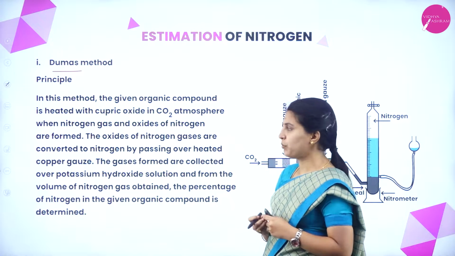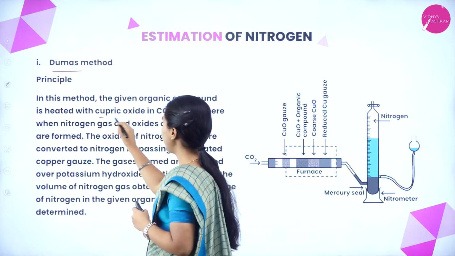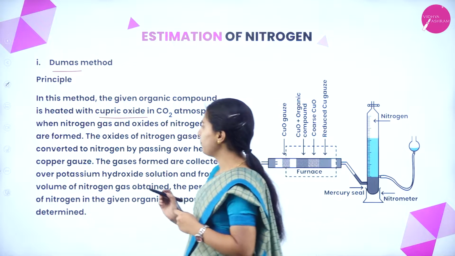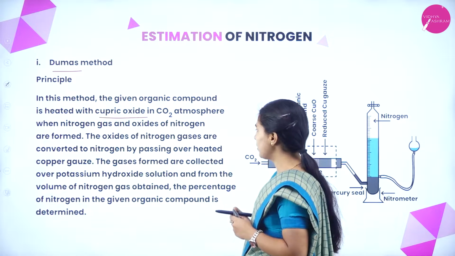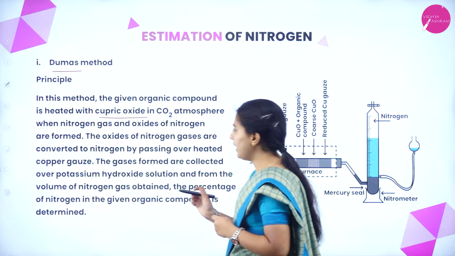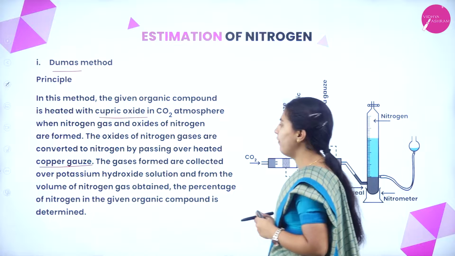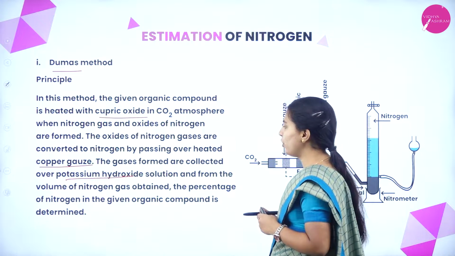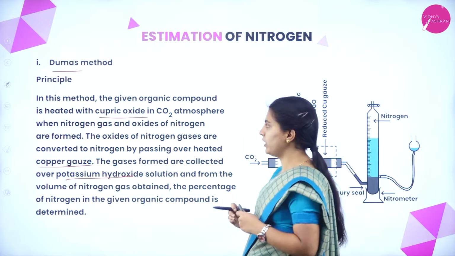What is that method's principle? In this method, the given organic compound is heated with cupric oxide in a CO2, that is carbon dioxide, atmosphere, when nitrogen gas and oxides of nitrogen are formed. The oxides of nitrogen are converted to nitrogen by passing over heated copper gauze. The gases formed are collected over potassium hydroxide solution, and from the volume of nitrogen gas obtained, the percentage of nitrogen in the given organic compound is determined.